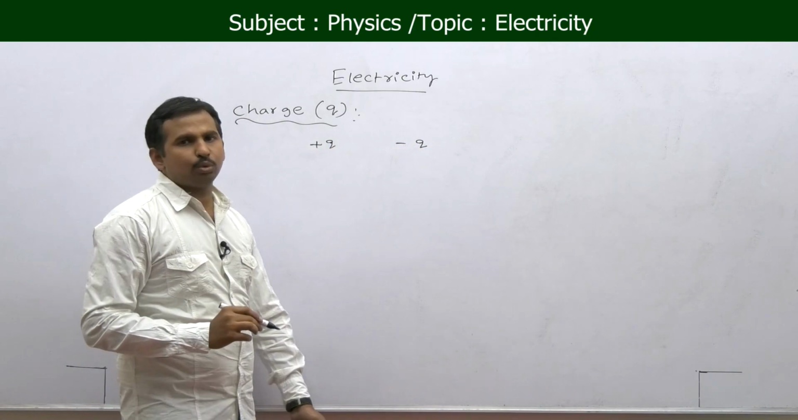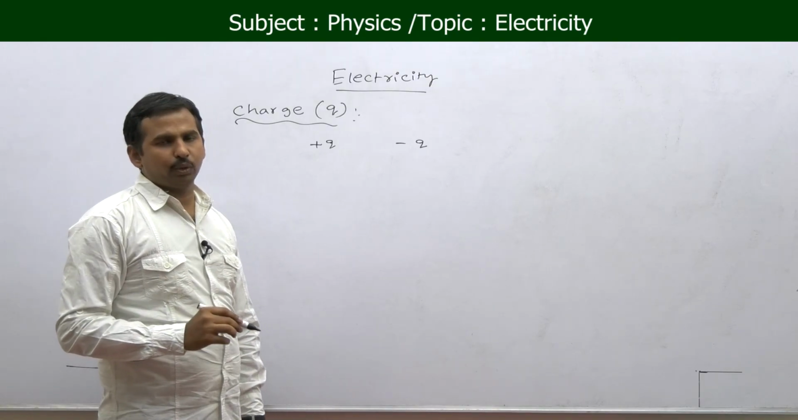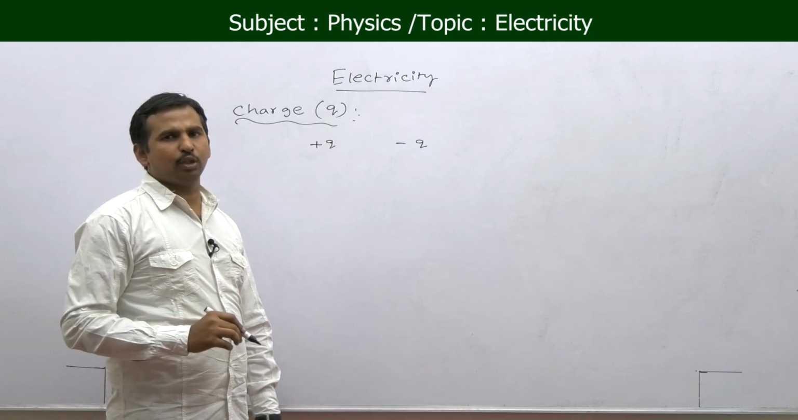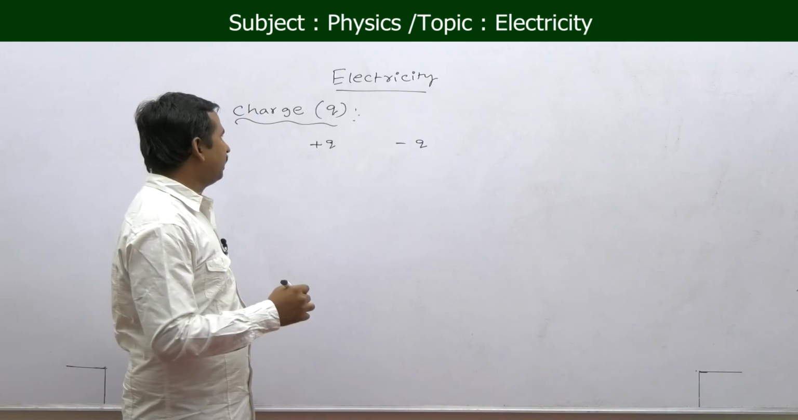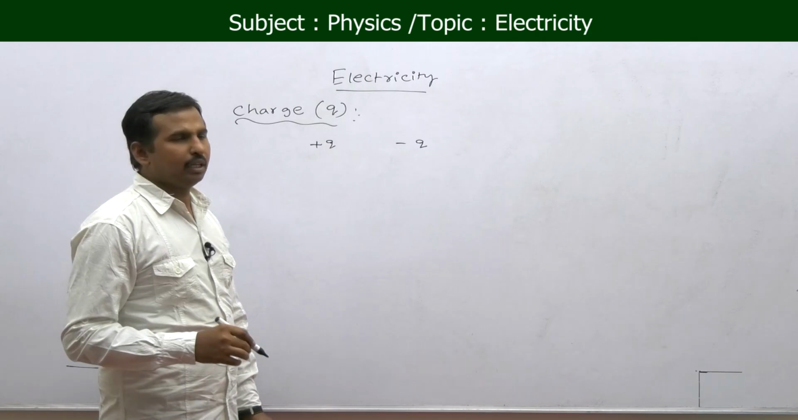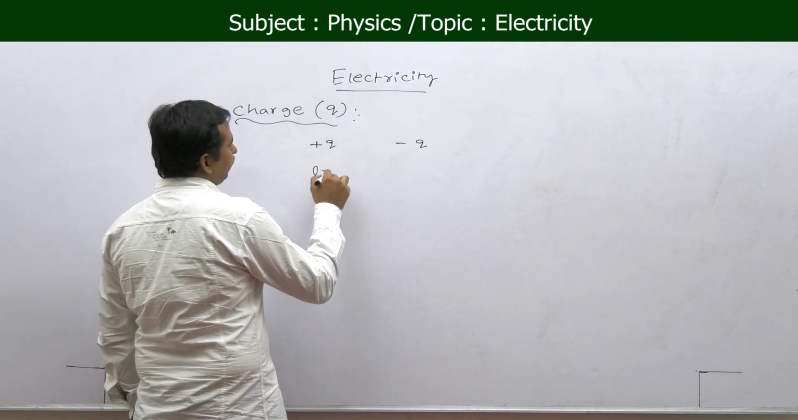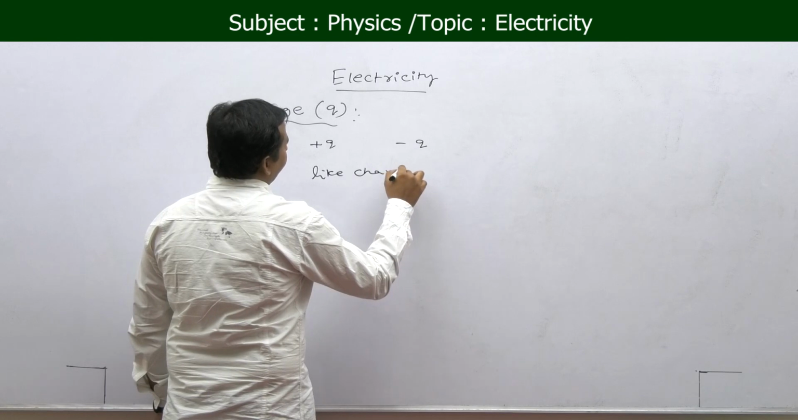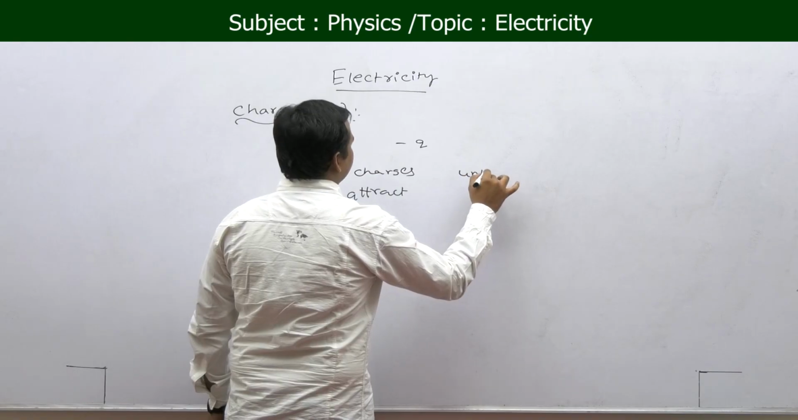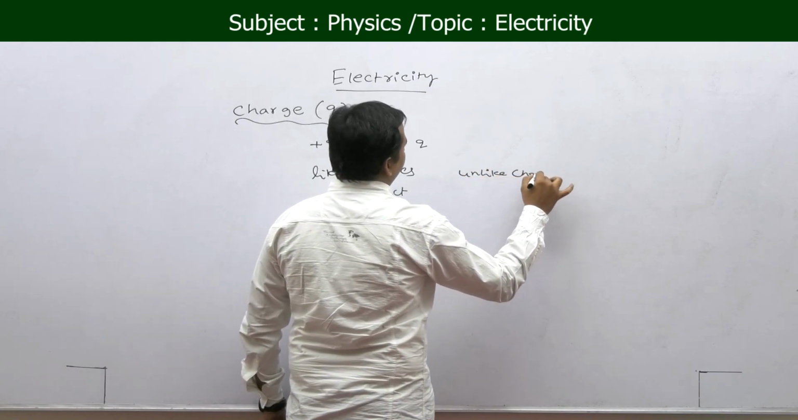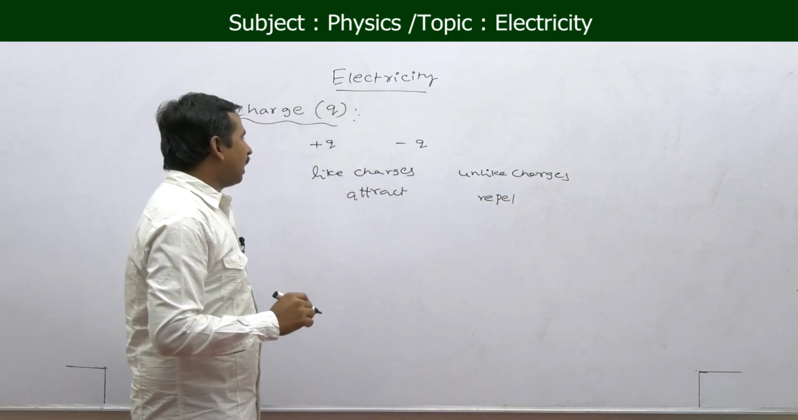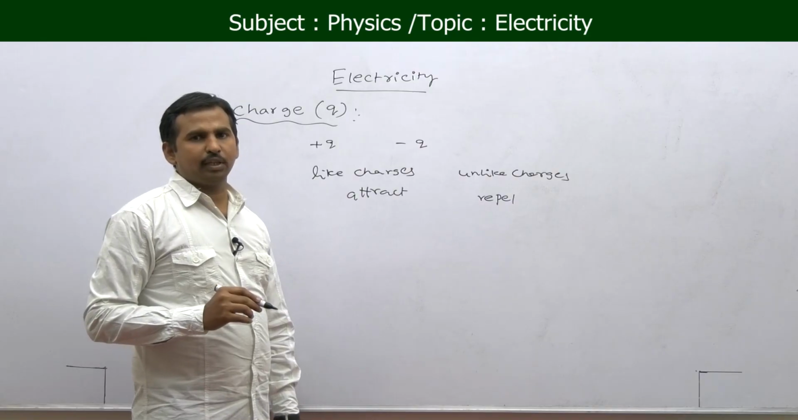As we have two charges, positive and negative, and their nature is different, the force of attraction or interaction between them is also of two different kinds. Unlike charges attract each other, and like charges repel each other.